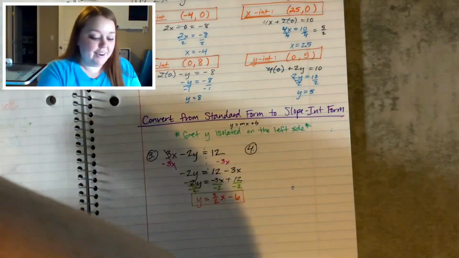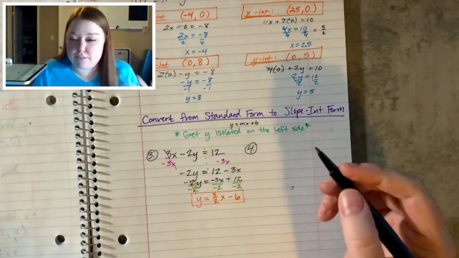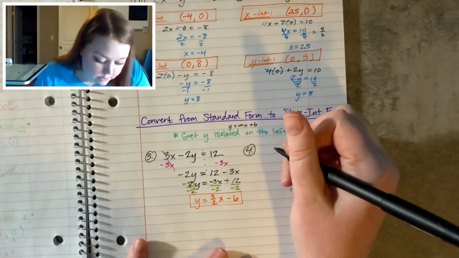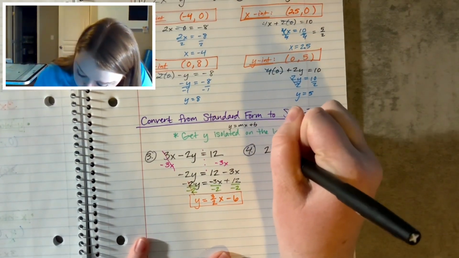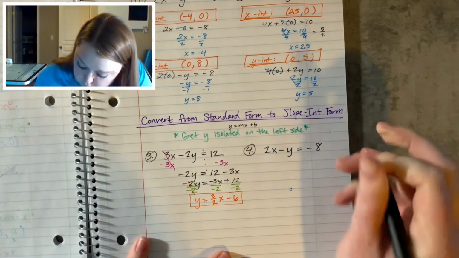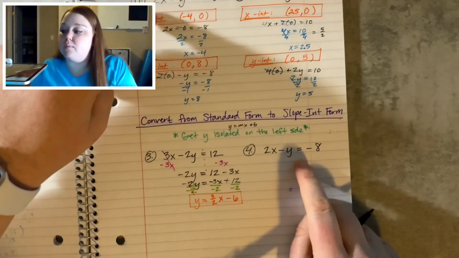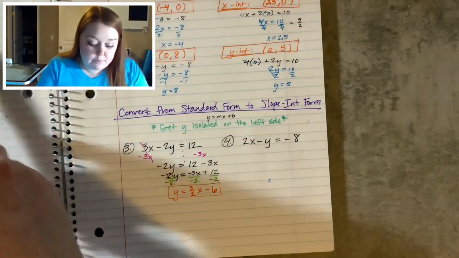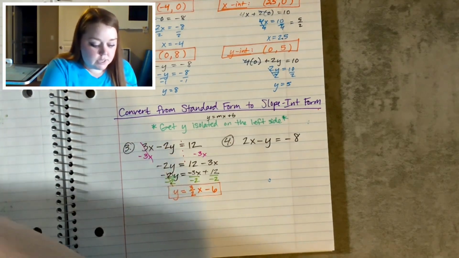Okay, so we need practice, and this is what we're practicing mainly in Zoom. But let's see if you can get the hang of this. Here's your next one. 2x minus y equals -8. So literally, we're just going to take that one that we did right there. 2x minus y equals -8.